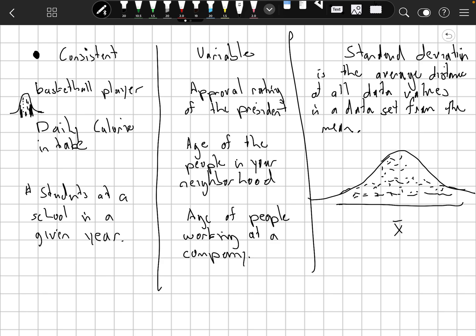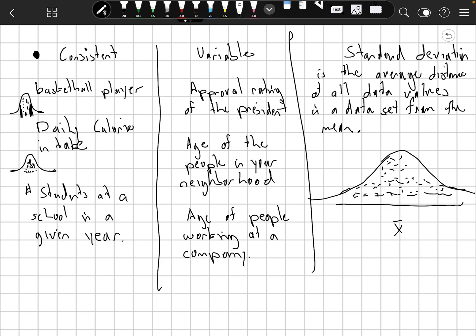Here's another one: daily calorie intake for a healthy person. Again, you're going to have a lot of data points clustering around the mean, and it's going to kind of go like that. Maybe an unhealthy person who diets off and on, that's probably not such a good thing. But in terms of a healthy person, you'd have probably a consistent standard deviation.